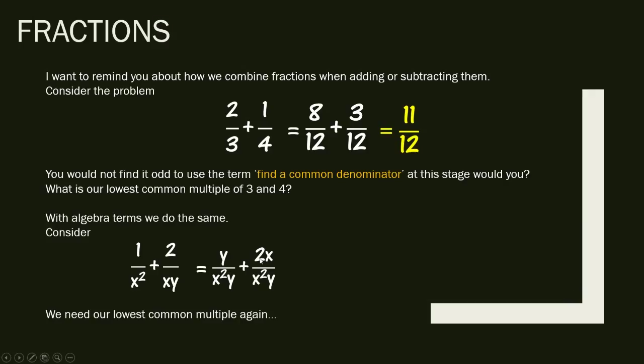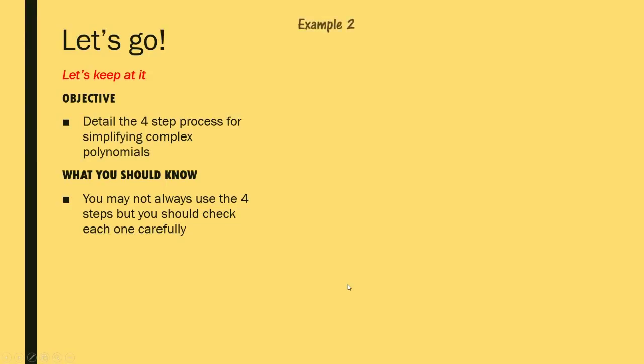That gives us an answer of (2x plus y) over x squared y, and that's how we combine fractions in algebra. Okay, you may need me to go over that in class. Take a note of it, and we'll certainly come to it. I would be surprised if you didn't. So let's go for another example.